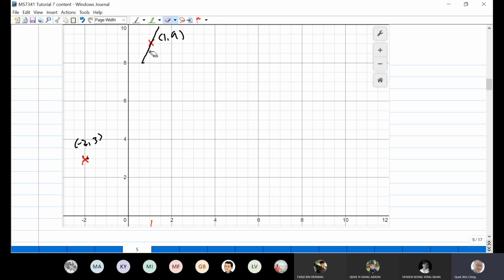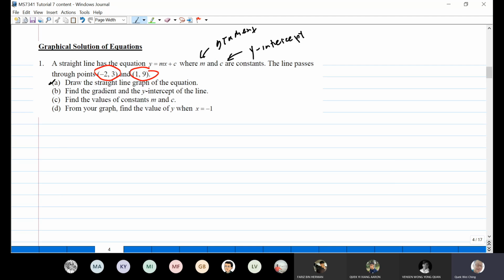Let's try again. This is a straight line. And this line, what is the equation of this line? Later on we'll write down. So this is a straight line, draw the graph of the straight line. You know well how to get (1, 9) and (-2, 3), right? So go join them together. This is the first part. If you don't have a graph paper, then you just draw by hand. By drawing by hand, you don't get a very quick accurate answer.